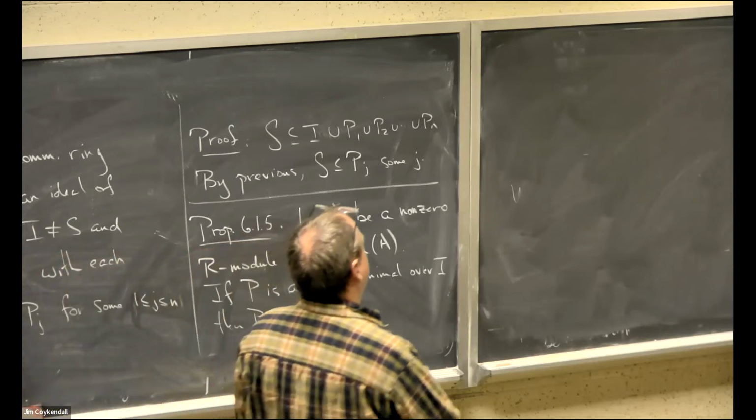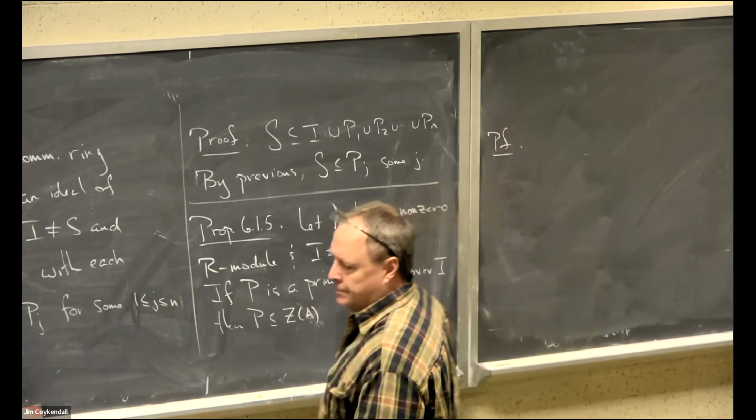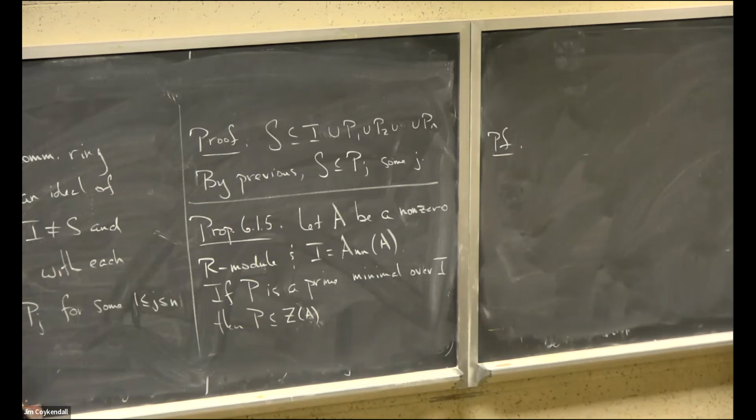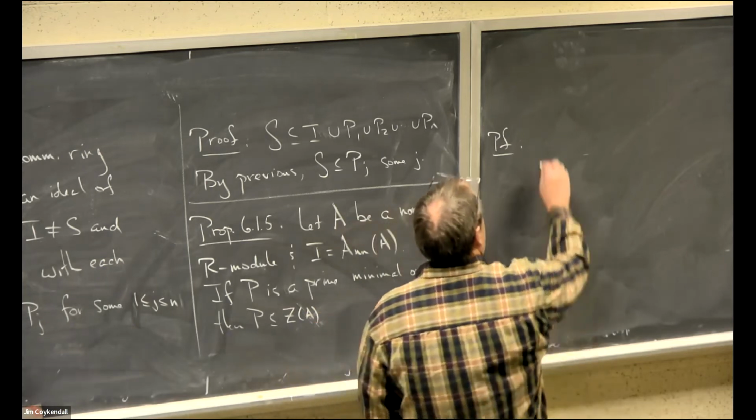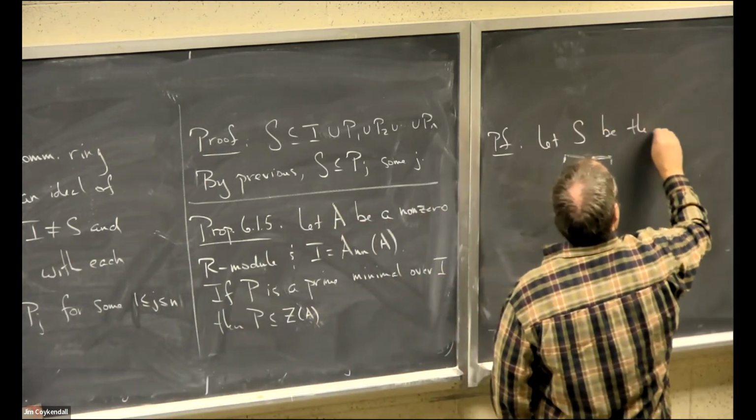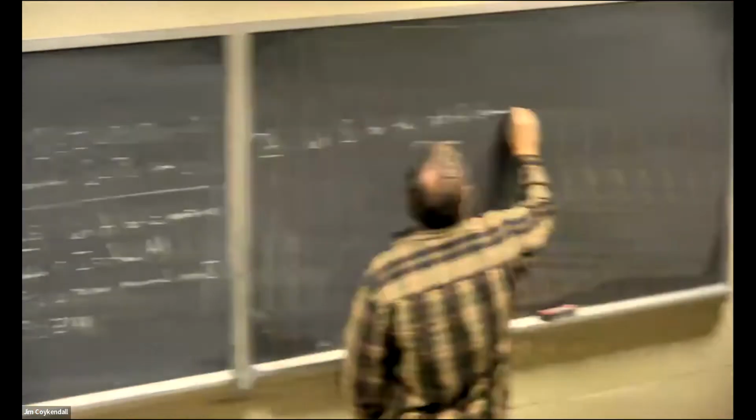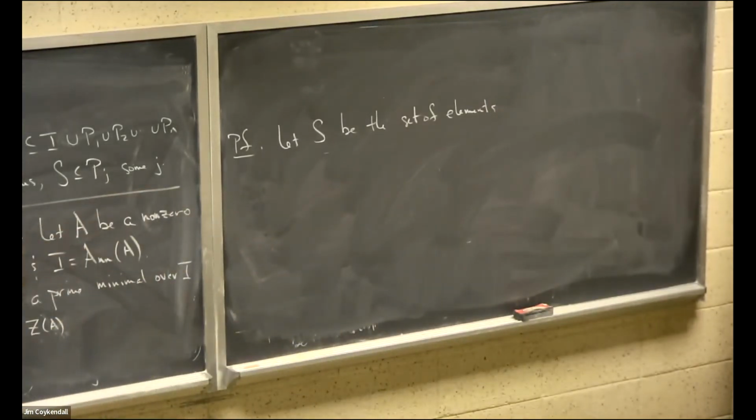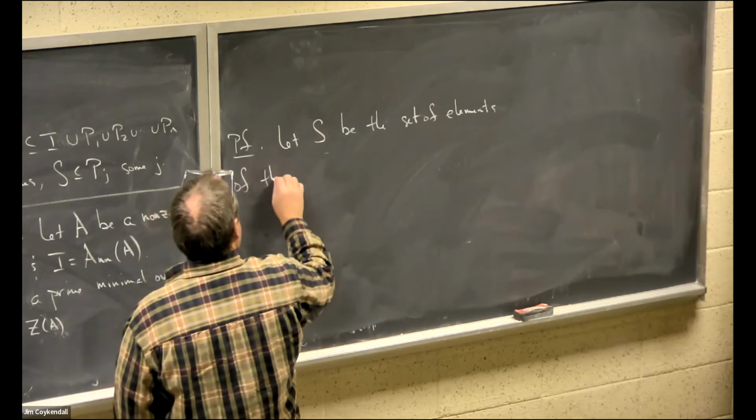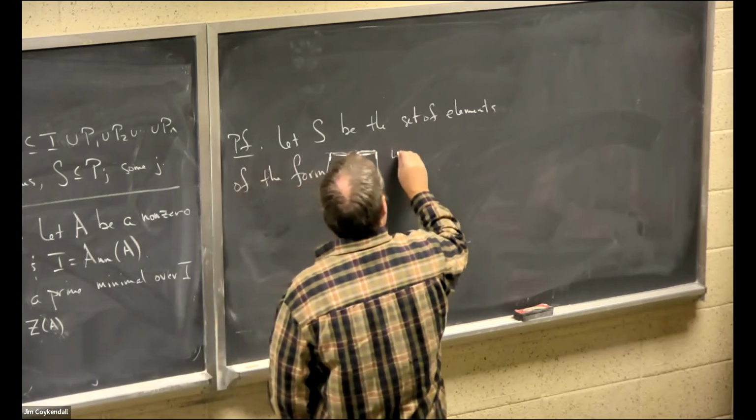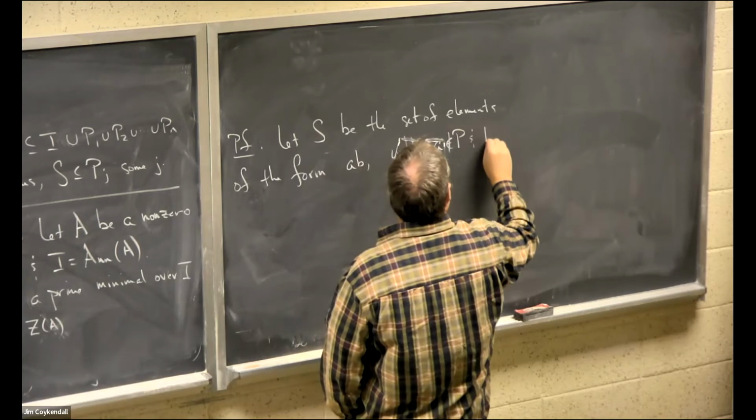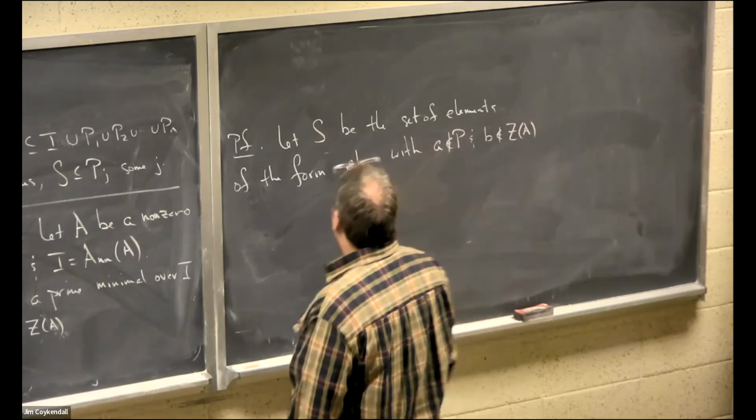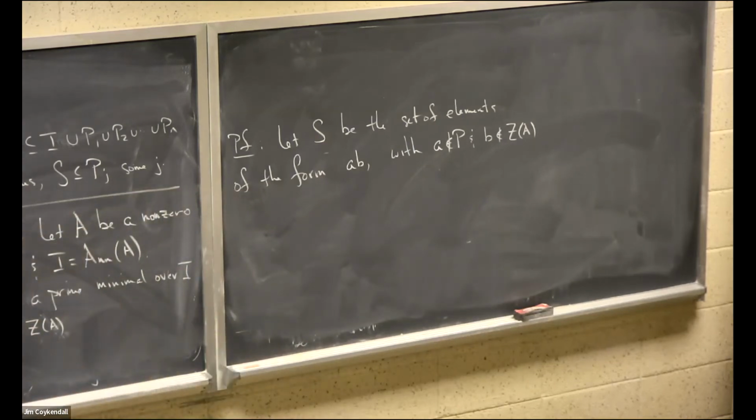Okay, let's go through the proof of this. Let S be the set of elements of the form, this is kind of a fun set, of the form a, b, with a not in P and b not in Z(A). Note that S is multiplicatively closed.